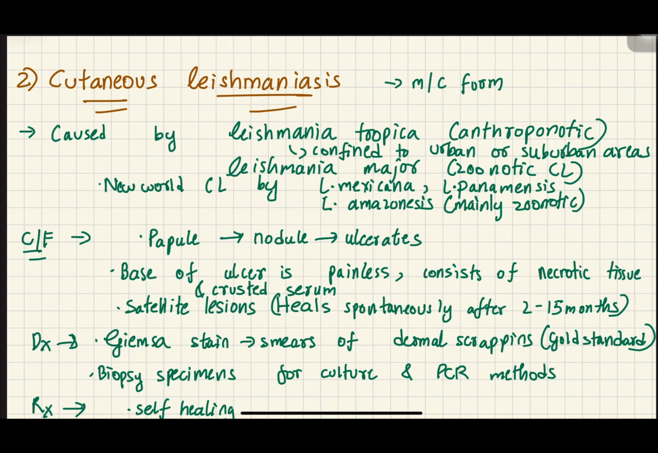Shifting to the most common form of leishmaniasis, which is cutaneous leishmaniasis. It occurs in 90% of cases. It is a localized skin showdown. In the Old World, it is caused by Leishmania tropica, which is confined to urban or suburban areas, and it is anthroponotic. And it is also caused by Leishmania major, which is zoonotic cutaneous leishmaniasis. And in New World cutaneous leishmaniasis, it is caused by L. mexicana, L. panamensis, L. amazonensis, which are mainly zoonotic.